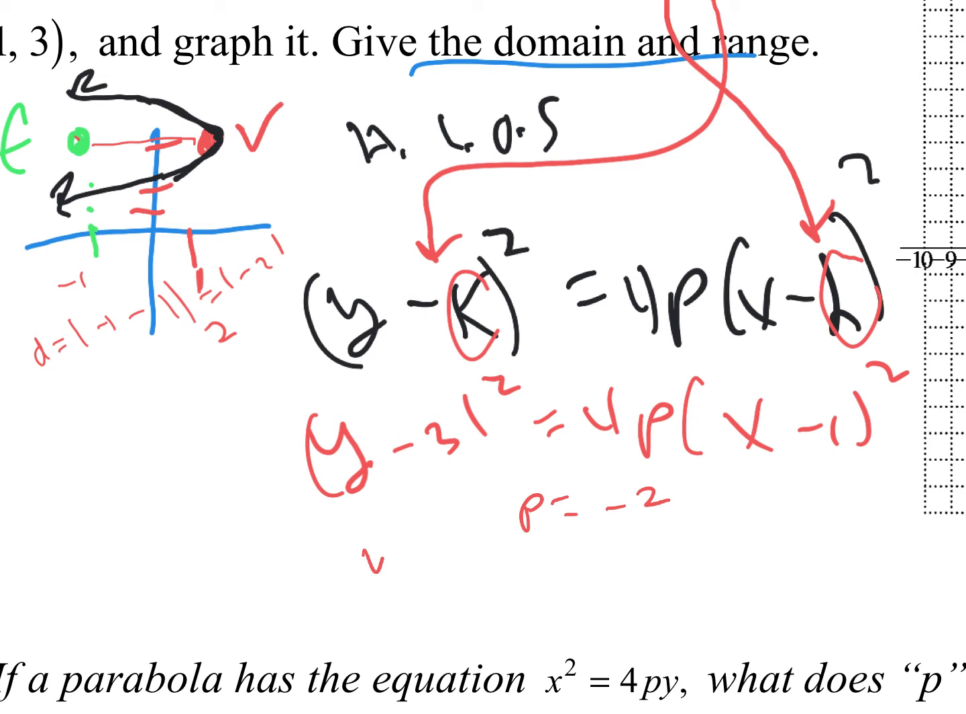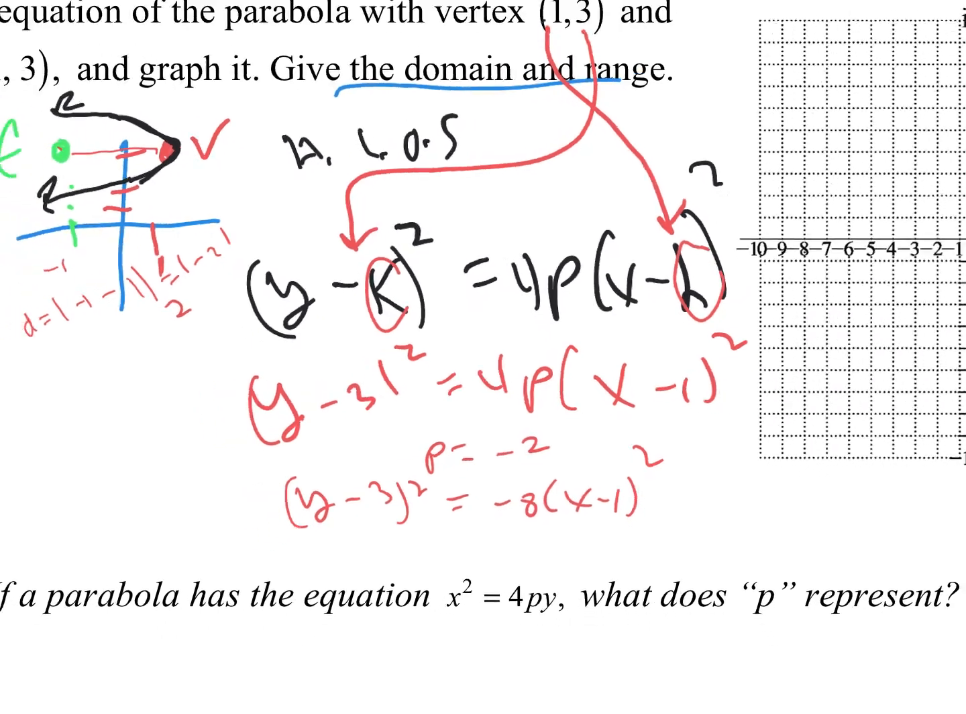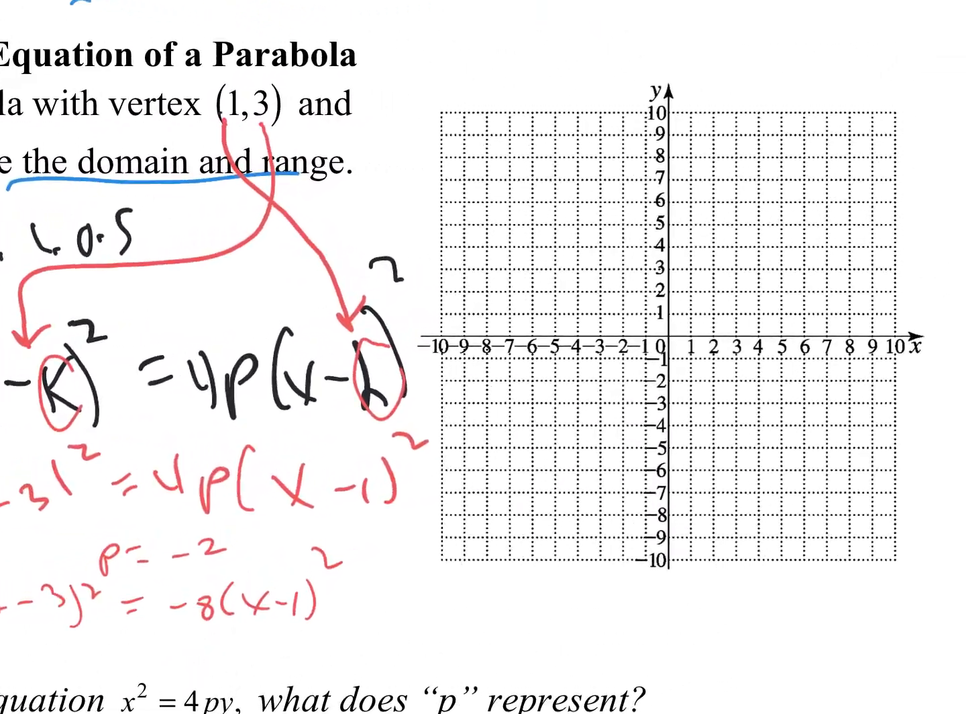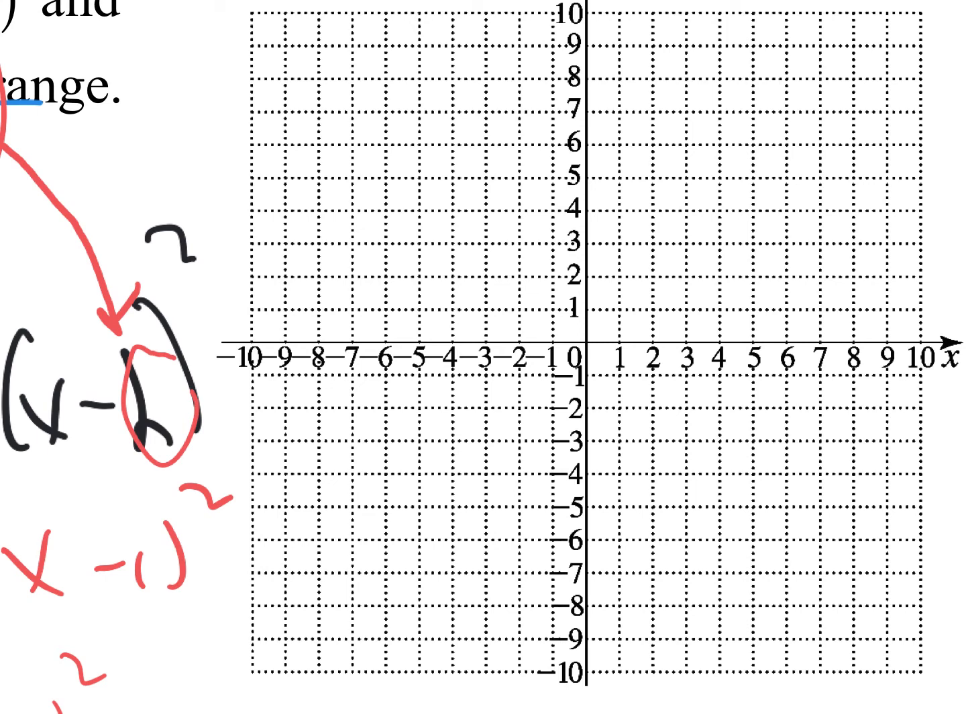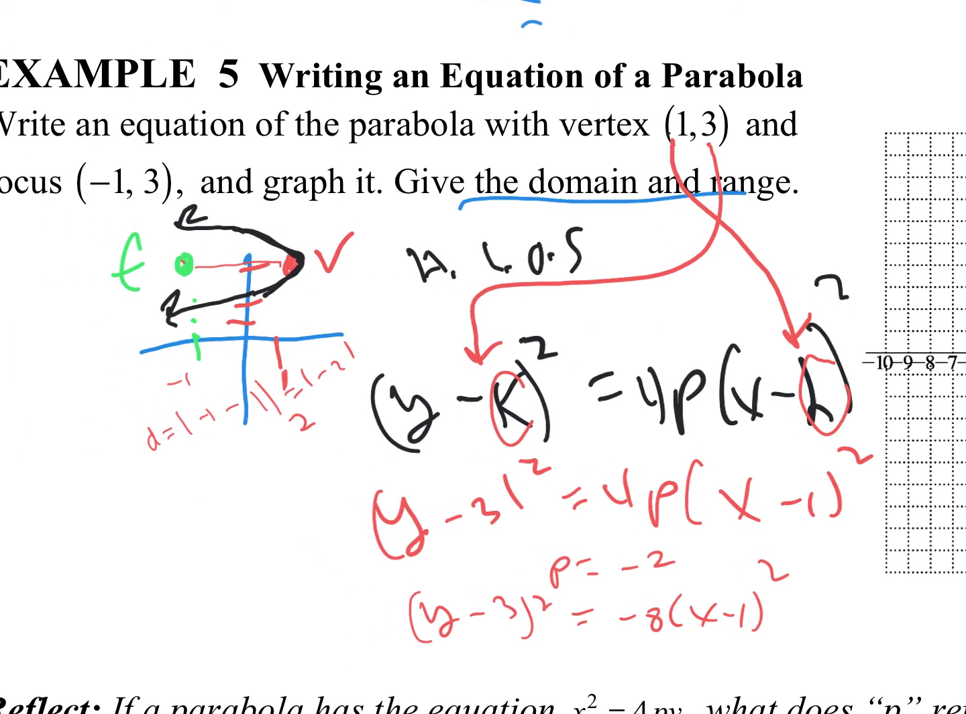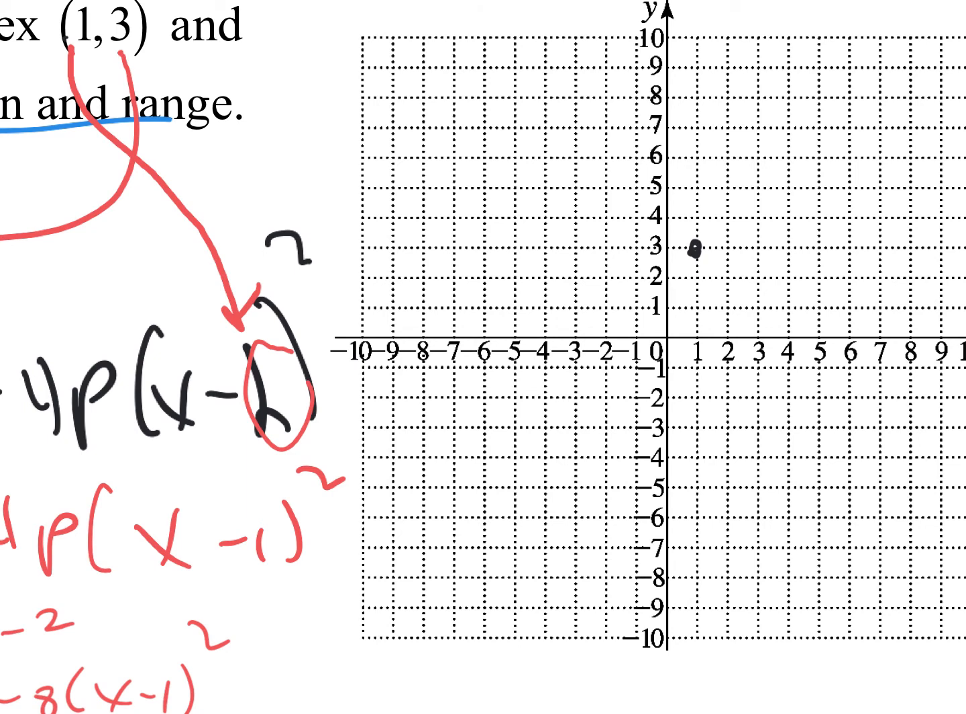So I have my equation. Y minus 3 squared equals negative 8 times x minus 1. There's my equation. And I already really have it graphed on my left-hand side. I almost have a perfect graph. But let's go ahead and put it on the grid. Vertex was at 1, 3. Focus was at negative 1, 3, as I recall. Yes. We know it's opening to the left because p was negative.